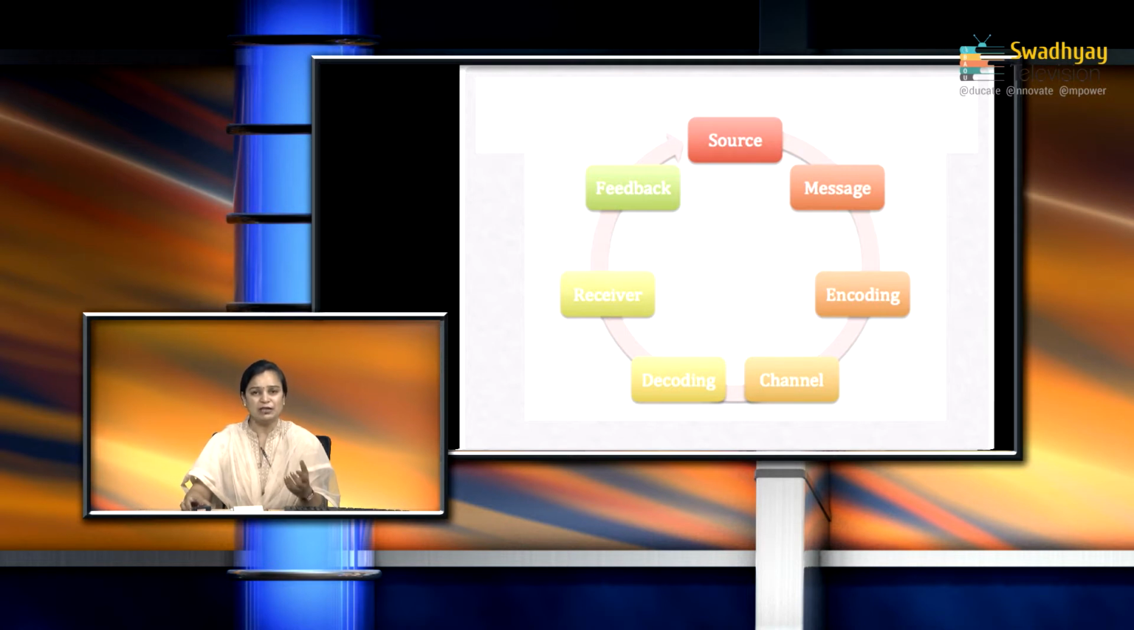Now, once we say a source, as I said, the source can be anything. It can be a person, it can be a tree, it can be a bird, or anything what we understand as a source of information. Now, while giving that information, the one who generates the information is a sender. The second element which we discuss is message.